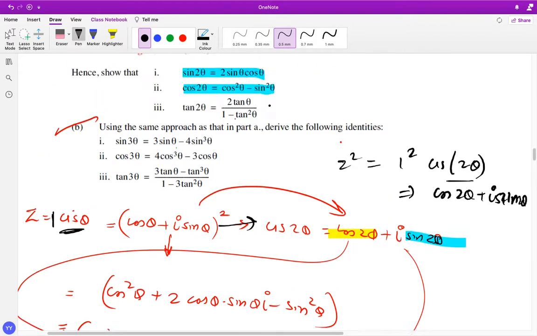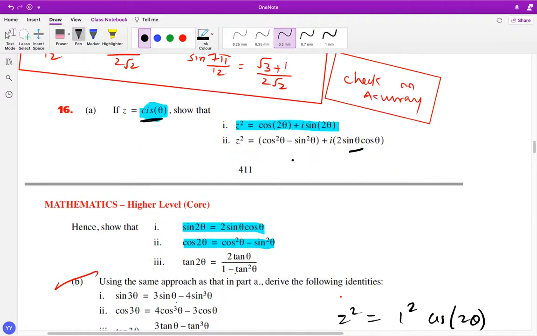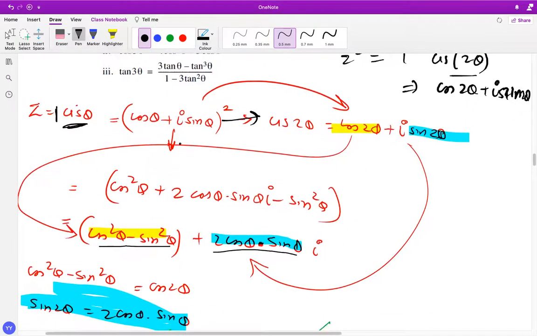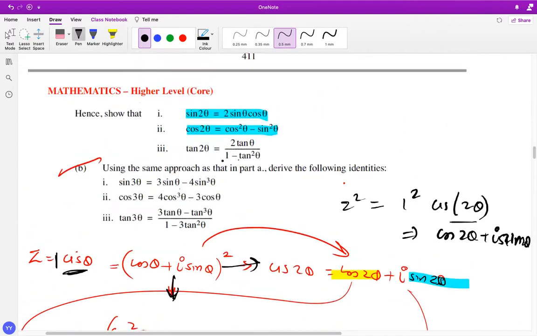Now, the second fragment that they wanted us to do is this, which is interesting. What I'm going to do is I'm going to normally expand this using binomial expansion. So cos theta plus i sine theta, the whole square, if I expand it, a square plus twice ab plus b square. And if I collect the real part is this, and imaginary part is this. So that's the first part proven.